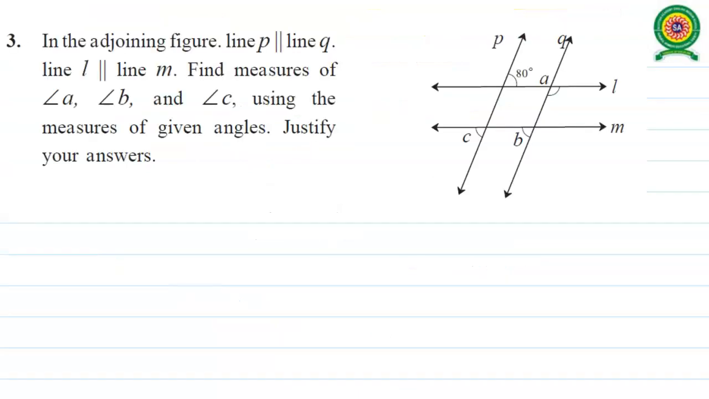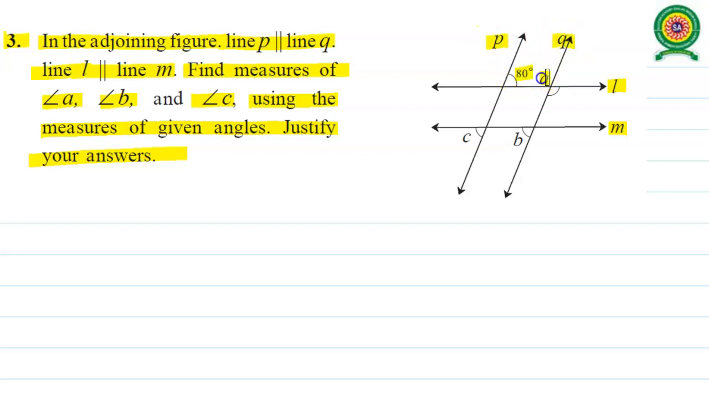Now look at question number 3. In the adjoining figure, line P is parallel to line Q, and line L is parallel to line M. Find the measures of angle A, angle B and angle C. Using the measures of given angles, justify your answers. Now if you look at the figure, we have L and M as the parallel lines, and P and Q as the parallel lines.